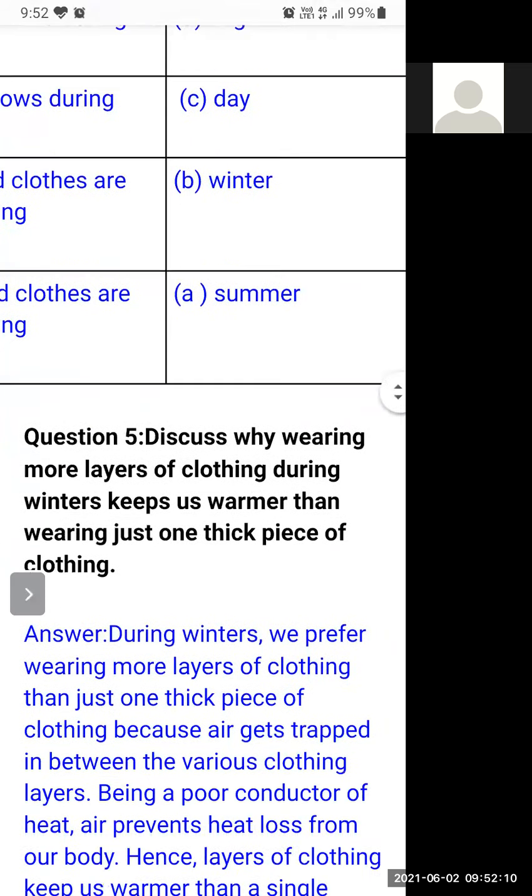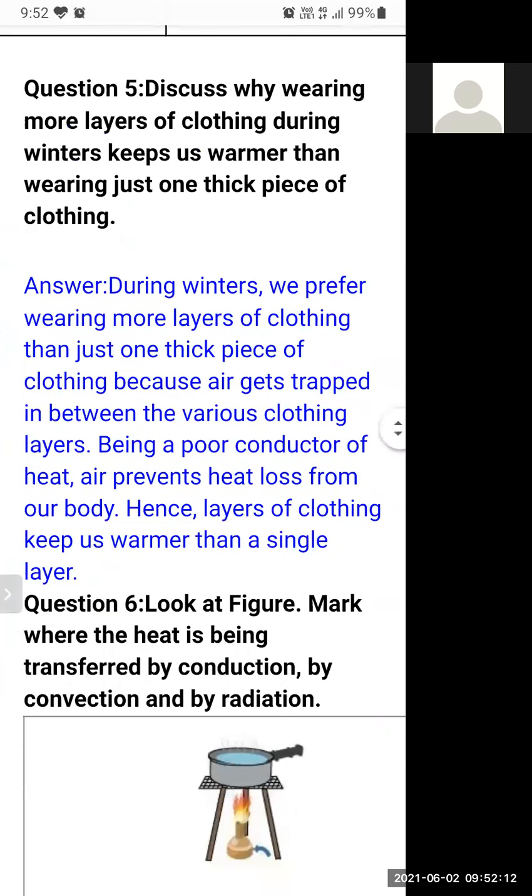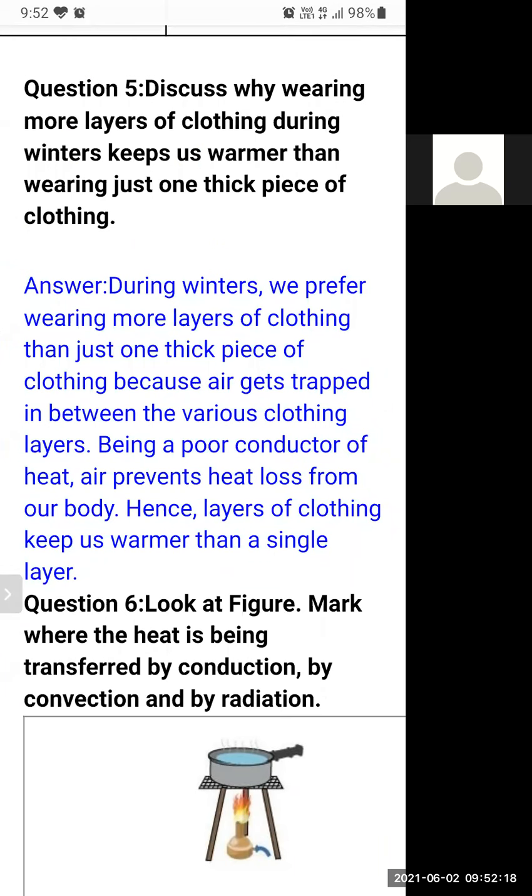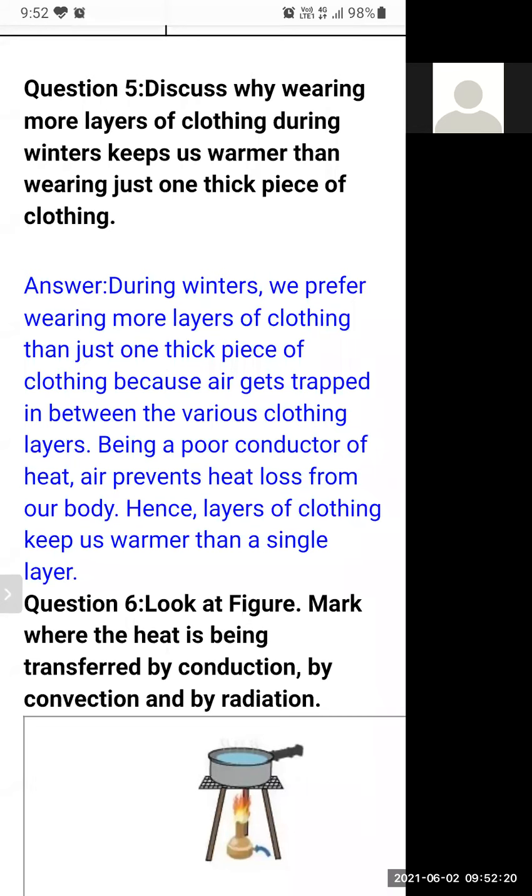Now question number 5: discuss why wearing more layers of clothing during winter keeps us warmer than wearing just one thick piece of clothing. Why are we doing that? During winter we keep wearing one sweater, one shirt, then a sweater, then one more sweater. So how do we do this type of practice?